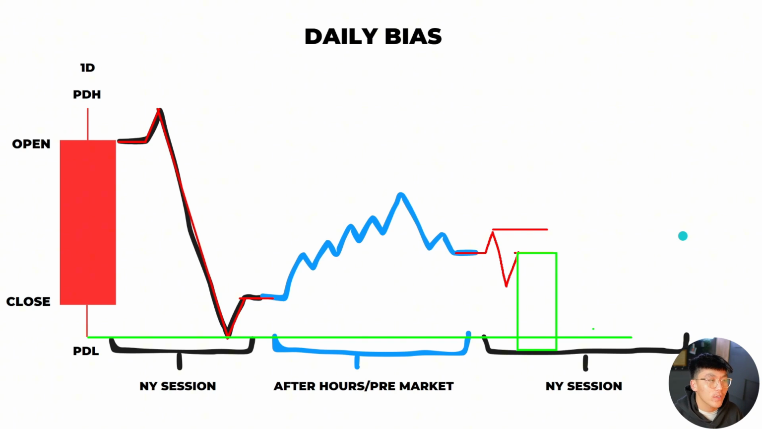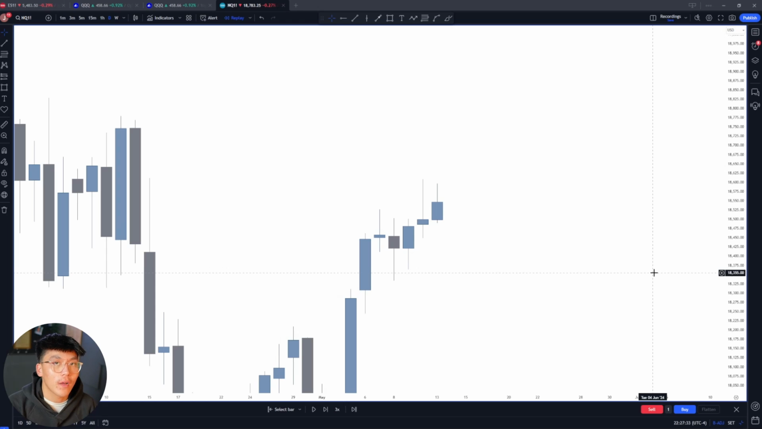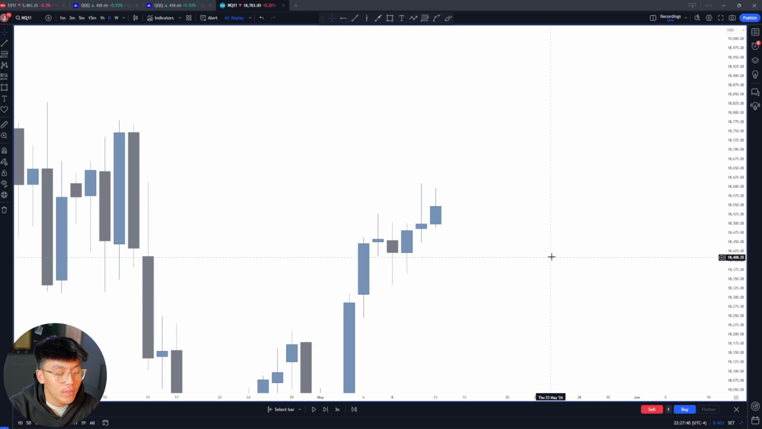Now, since we figured out the anatomy of how these candles form, the next thing to understand is your daily bias. Once we understand your daily bias, then we're able to trade up into those highs and lows of the candles. So now let's go into exactly how I determine my daily bias on a day-to-day basis. As you can see right here, we're on the NASDAQ daily chart, and the easiest way to determine your daily bias on the daily time frame is by looking at the previous day's candle.